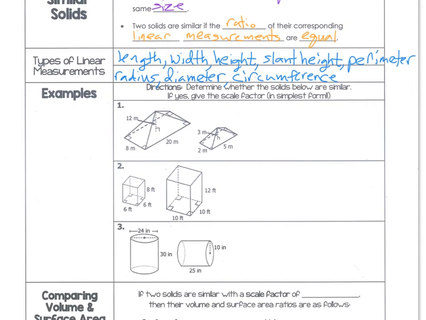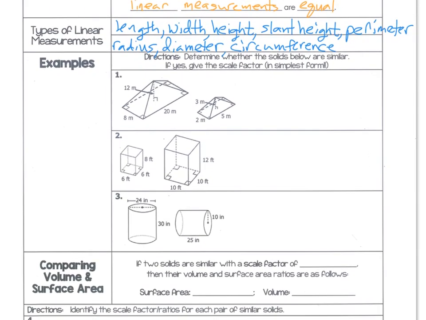So very important, look at the directions: determine whether the solids below are similar. If yes, give the scale factor in simplest form. So you can't just give it in any fraction form. You have to give it in its simplest form. So your calculator is going to be handy, so grab that. And I'm going to show you a little button on your calculator that you're going to be thrilled about. Might as well learn it.